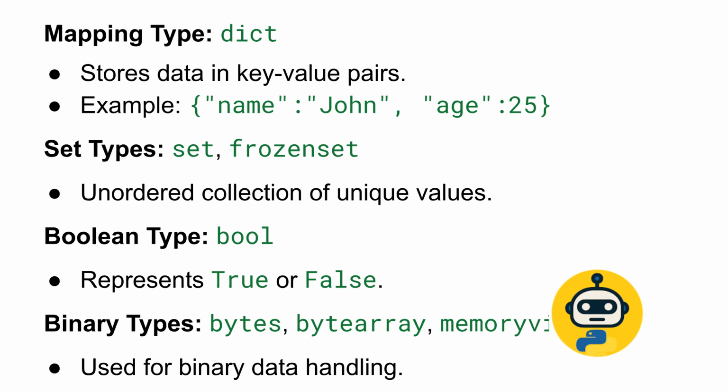Other important data types include the mapping type, dict, which stores key value pairs, set types for unordered unique values, and the Boolean type, bool, for true or false values. Binary types handle binary data, and the none type represents a null value.